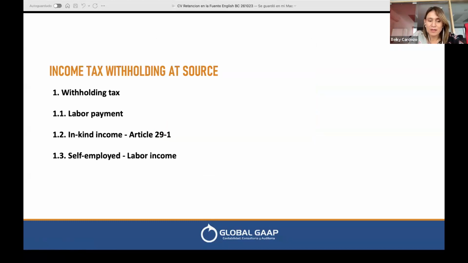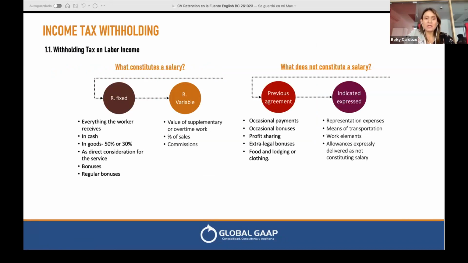Okay, so we are moving to this part, and this is very important because you need to understand first what is part of your salary and what is not part of your salary, and what is the impact on that in two regards. One, in relationship with your income, and two, in relationship with the payments that the company makes to the social security entities.